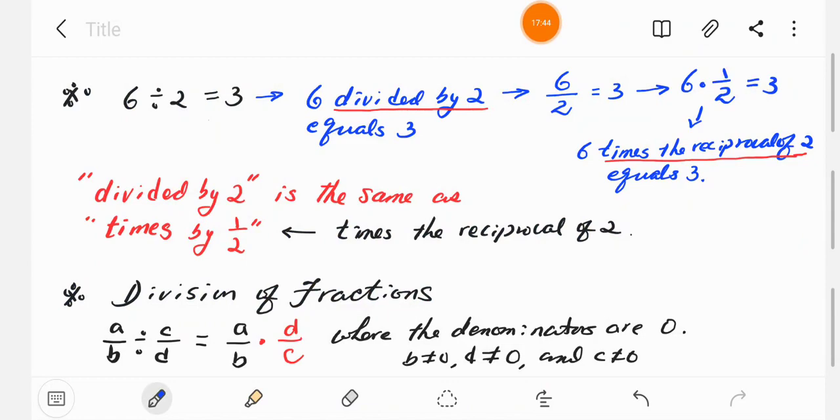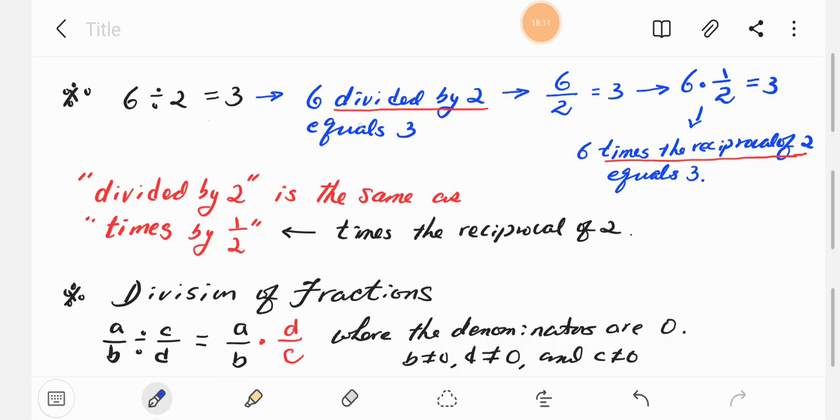Okay, let's check the division. So when you divide a number, 6 divided by 2 is equal to 3, right? So we read it as 6 divided by 2. This means 6 over 2, right? 6 over 2 equals 3. And 6 over 2 is equivalent to 6 times 1 over 2. So 6 times 1 over 2 is 6 over 2. So the result is 3, right?